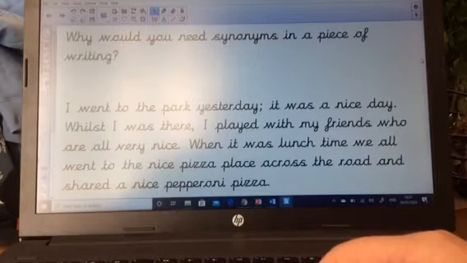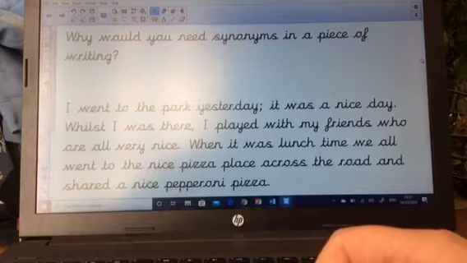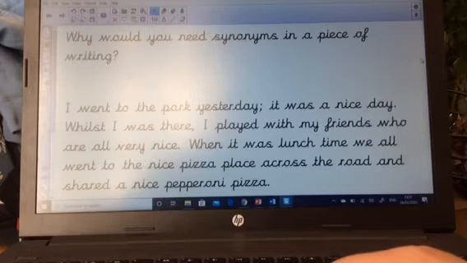I went to the park yesterday. It was a nice day. Whilst I was there, I played with my friends who are all very nice. When it was lunchtime, we all went to the nice pizza place across the road and shared a nice pepperoni pizza. I'll give you a few moments just to read that through again in your heads and see if you can work out what the problem might be.